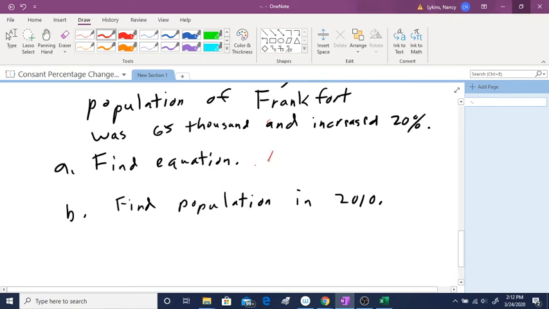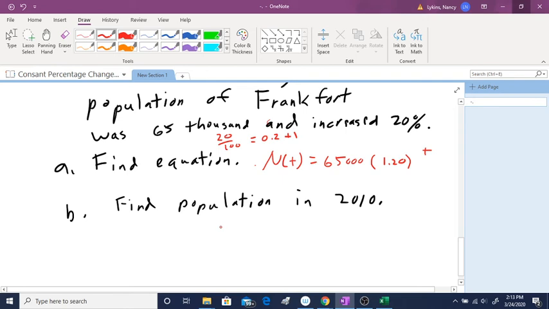So we'll just use this n of t equals, it starts off with 65,000. And it increases at 20%. So I want to take this 20, divide it by 100, and I get 0.2. I'm going to add it to 1. So I'm going to get 1.20. That's going to be what's in my parentheses. So this is the equation. It's n of t equals 65,000 times 1.2 raised to the t power.